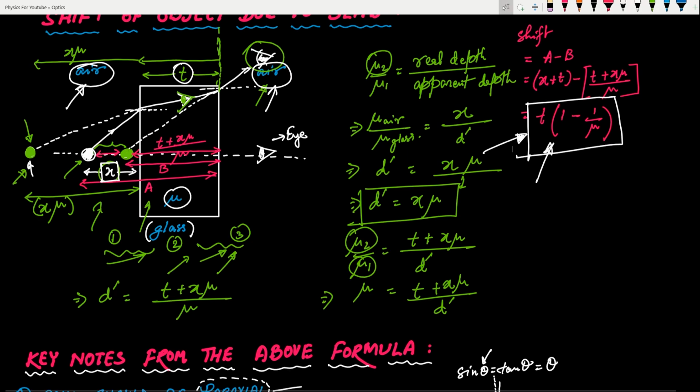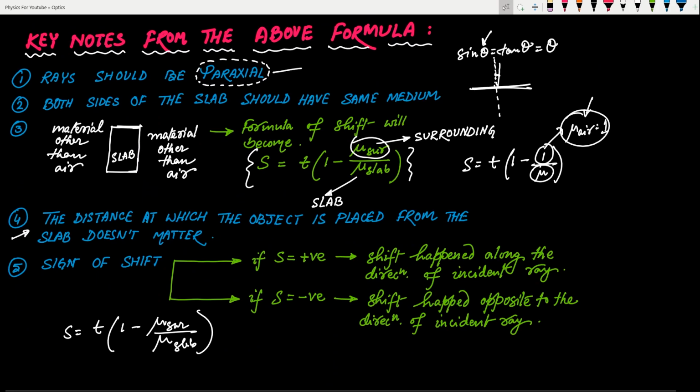Simple as that. So this is the thing that we got from the formula, and the last one is the sign of the shift. Sometimes when we solve MCQ, you'll see that S will have positive value and sometimes S will have negative value. Now what does this positive value and negative value suggest? It's very simple. If the shift is positive, then that means the shift is happening along the direction of incident ray.